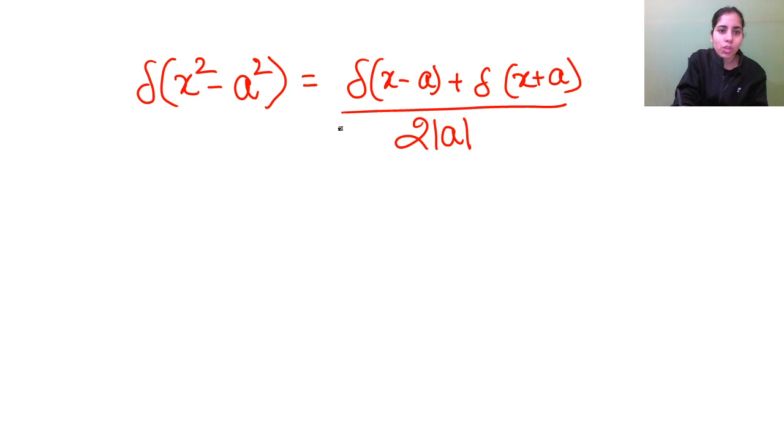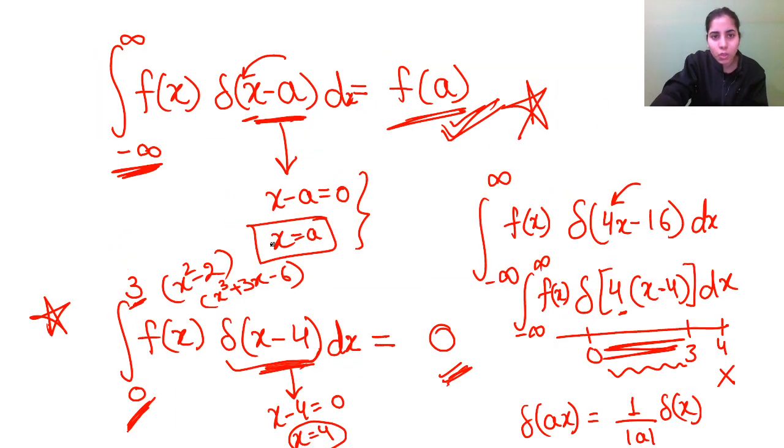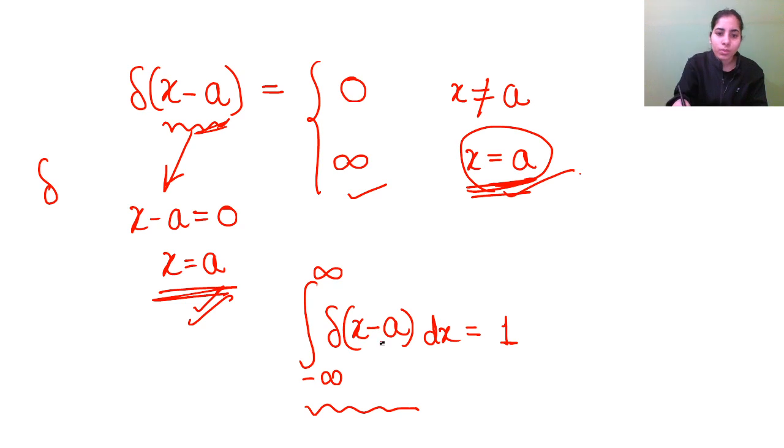Clear? In general, if this kind of expression is given to you somewhere, you can convert it, or write it in the form I have written here. That's again going to be very simple for you. Next, the general property we have discussed: integration from a to b of delta x dx is equal to 1, which I already told you when I was defining the Dirac Delta function. It was here, see?